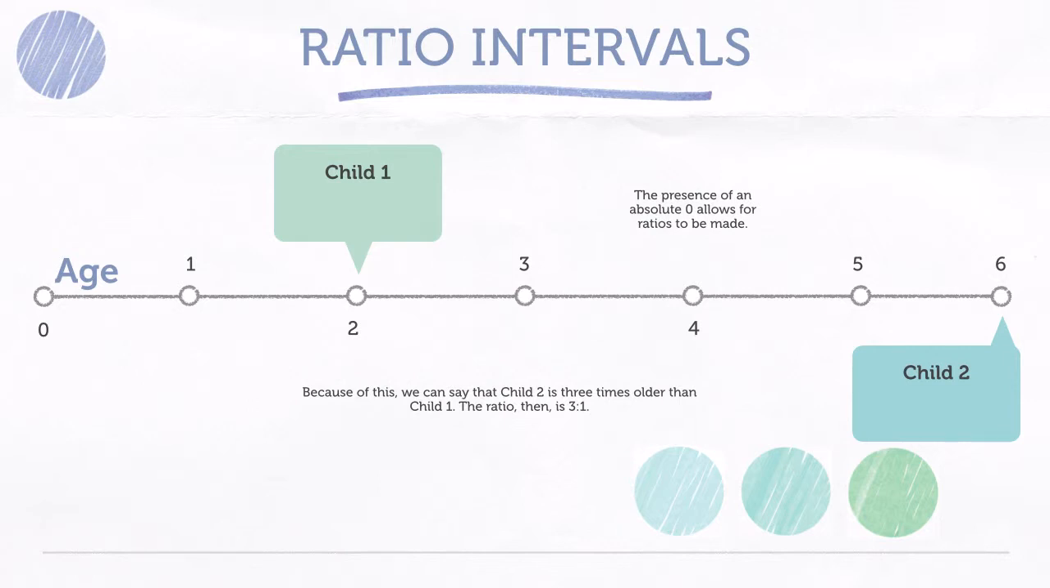This would be impossible using an interval scale because of the lack of an absolute 0, right? We don't know how that works in terms of creating ratios. So that's what these ratio intervals allow us to do.